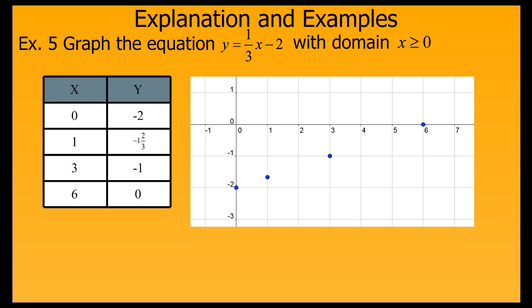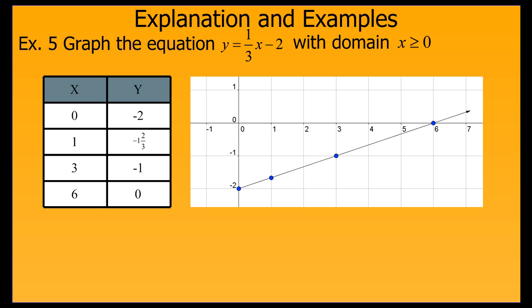and I connect them. But this time I don't put an arrow on both ends because my domain is x greater than or equal to 0. That means that I actually have an array, sometimes called a vector, starting at 0, -2, and continuing indefinitely up and to the right.